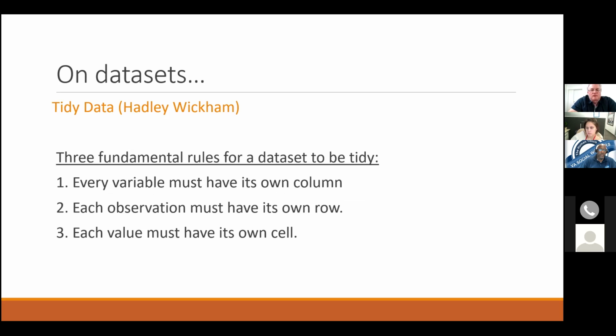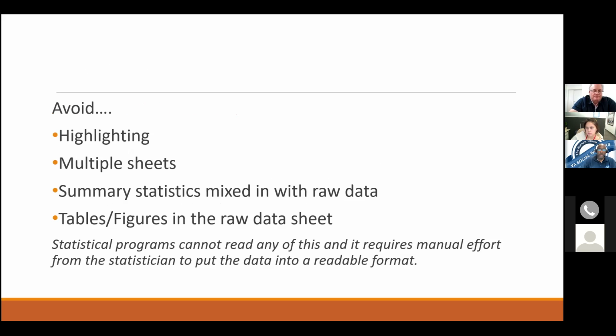So there's basic rules for a data set. Every variable should have its own column in the file. Each observation should have its own row. An observation would typically be a patient, individual patients. Each value in the file should have its own cell. Classic Excel file type example.